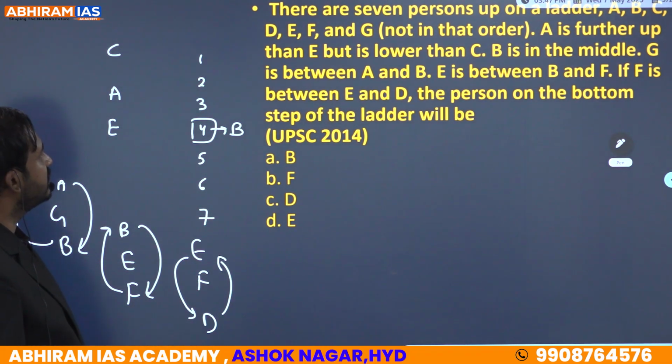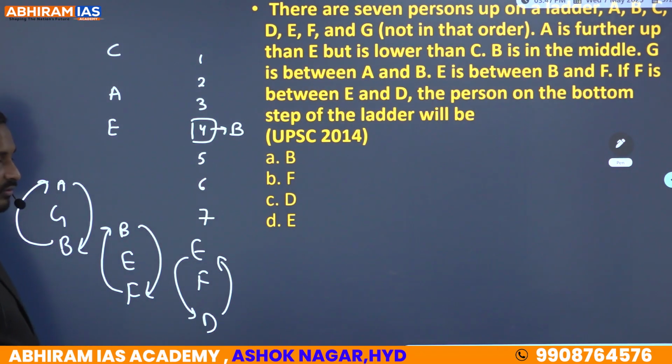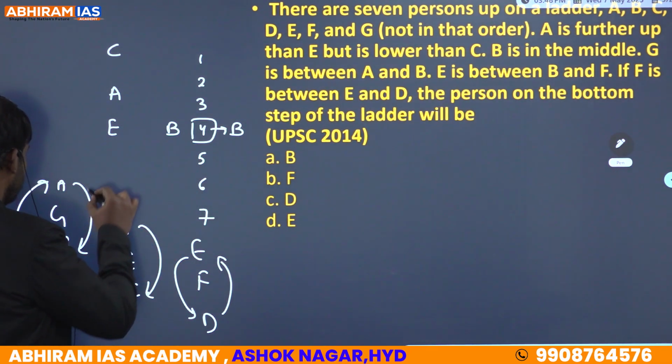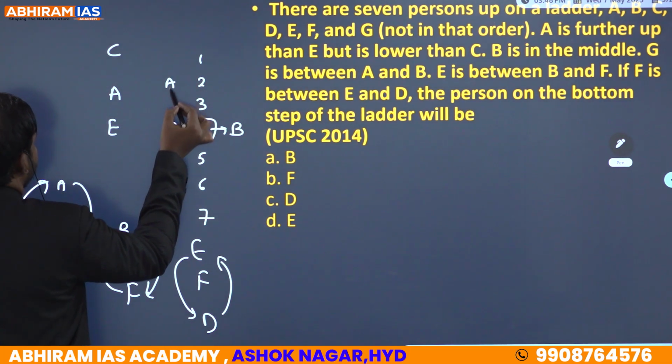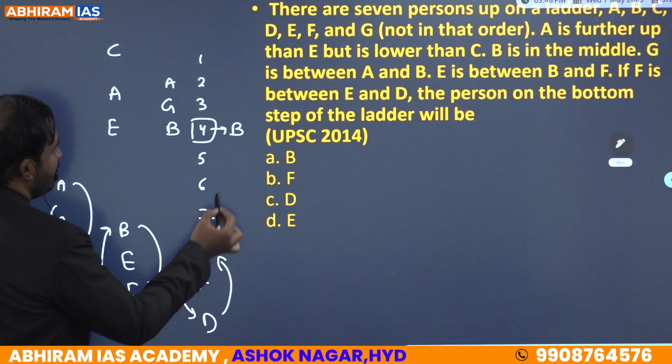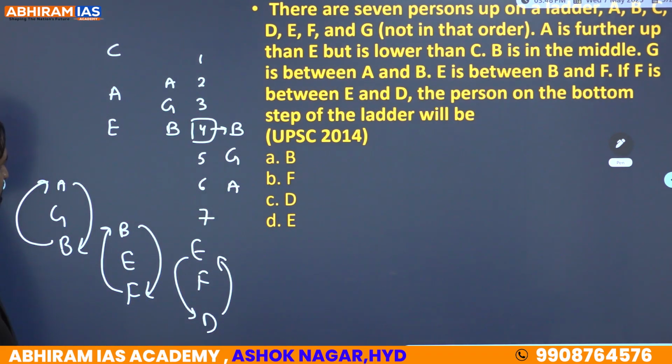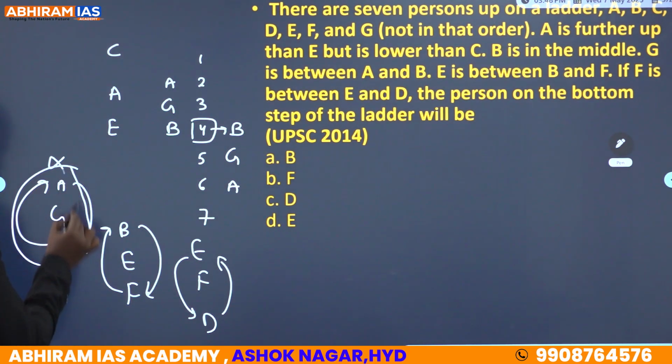Next, the person on the bottom of the ladder will be... Now please see here, students. Here I have B. Two ways I will check. If I assume A is here, where will I have G? I will have G here. Two chances are there, right? BGA, or else BGA in this direction. That means this one is finished.